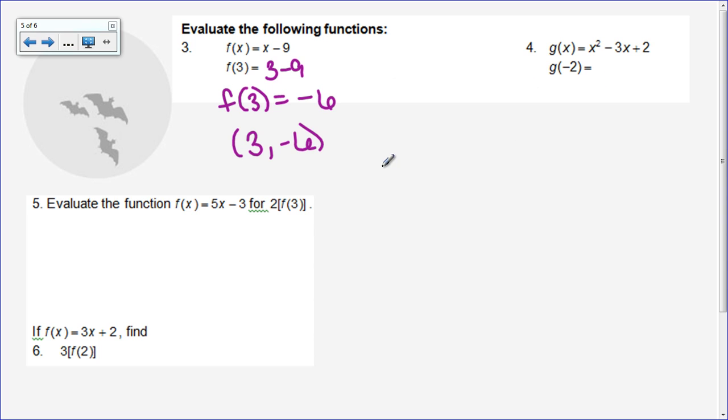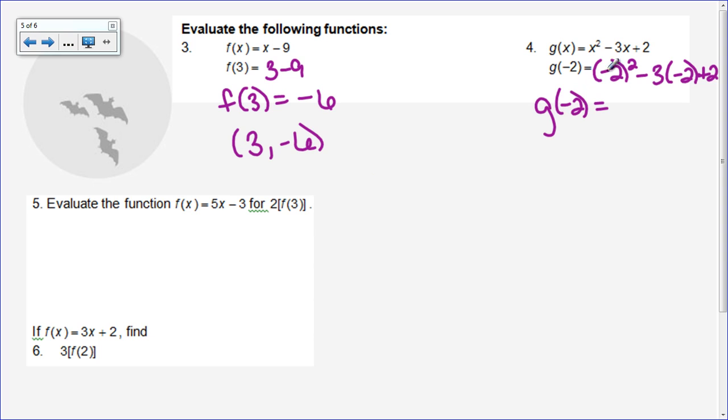We've got to find g of negative 2. So I've now replaced my x with a negative 2. So everywhere I see an x, I'm going to replace it with a negative 2. And because this whole x is being squared, I'm going to put my negative 2 in parentheses, because x is a negative 2. If you do not put it in parentheses and you plug it in your calculator, you're going to get a different answer than me. And yours will be wrong.